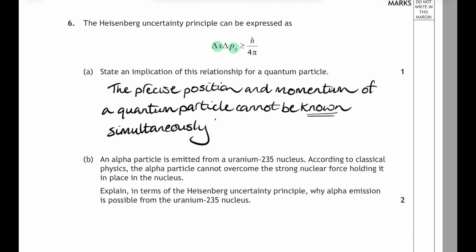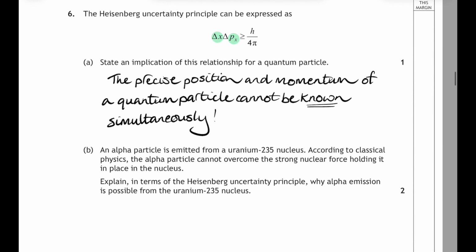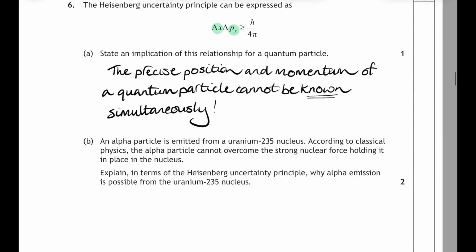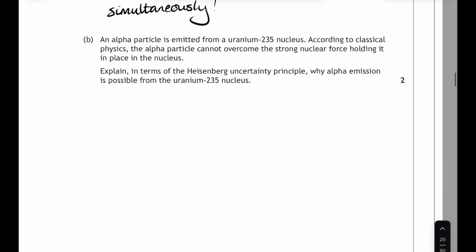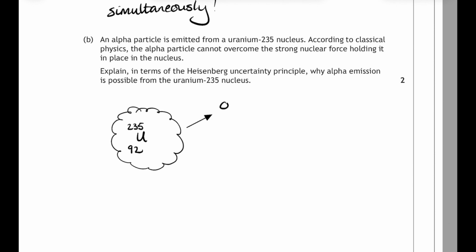Make sure you say precise there, and also simultaneously. Okay, part B. An alpha particle is emitted from a uranium-235 nucleus, and according to classical physics, the alpha particle cannot overcome the strong nuclear force holding it in place in the nucleus. Explain in terms of the Heisenberg uncertainty principle why alpha emission is possible from a uranium-235 nucleus.